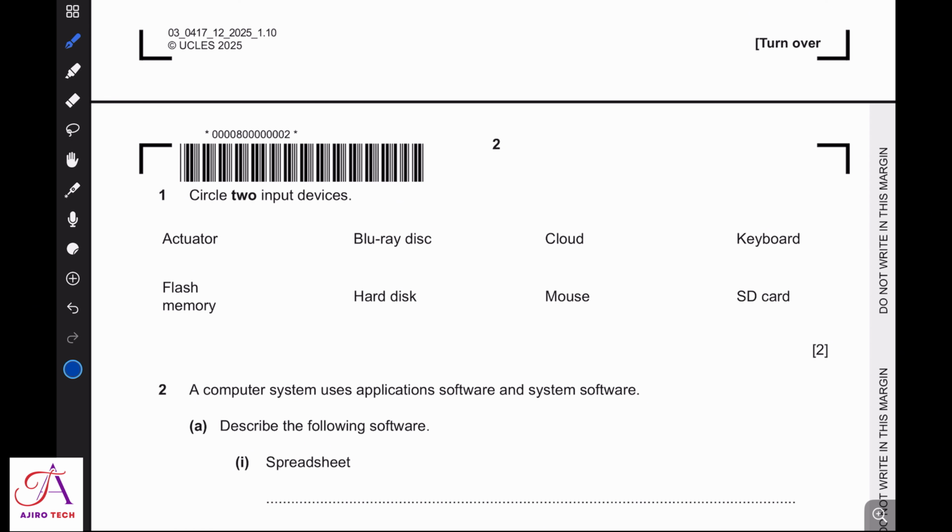Question 1. Circle two input devices. Now, when we talk about input, and by the way, you see this in chapter 1. Okay, so this is types and components of computer systems.